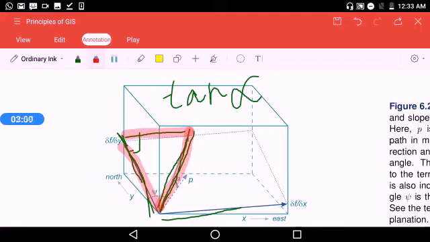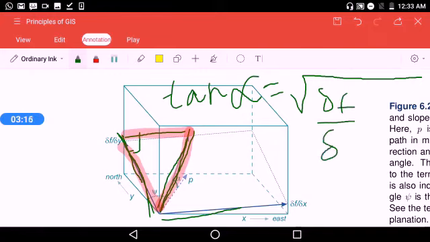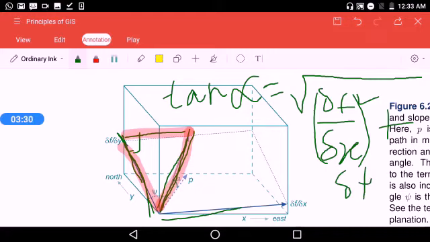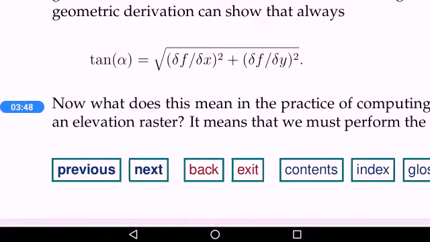In other words, if I just take tan alpha, then it will be equal to the root of delta f by delta x, the whole square, plus delta f by delta y, the whole square, and this will all come in the root side. So this is what we are going to get.